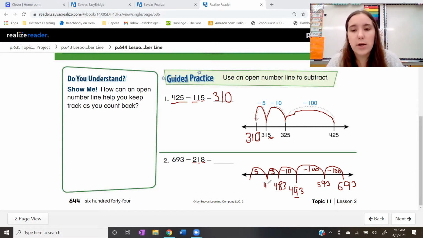That's a pretty easy subtraction problem for me. Now I just have to take away 5 more. So 80 minus 5 would be 75. So 480 minus 5 would be 475. You can use whatever kind of jumps you want as long as you make sure you're taking away the correct number of hundreds, tens, and ones. So our answer for this one is 475.